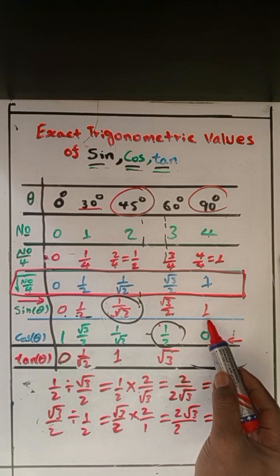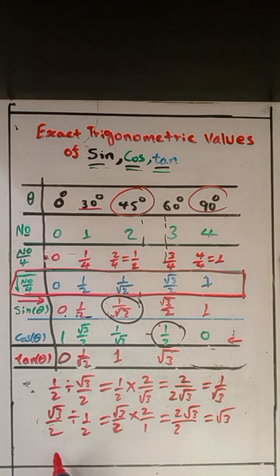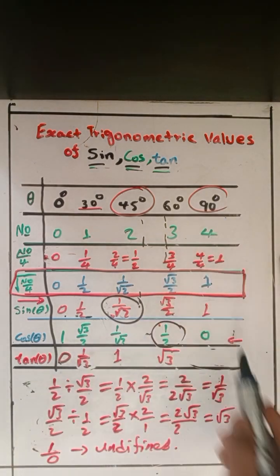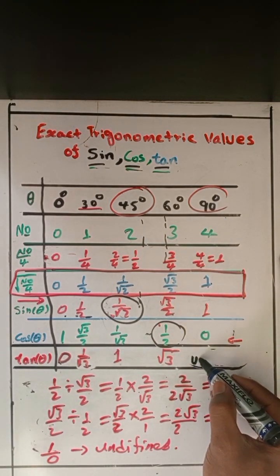Lastly, for 90 degrees we have 1 over 0, which is undefined. Therefore, tan 90 is undefined.